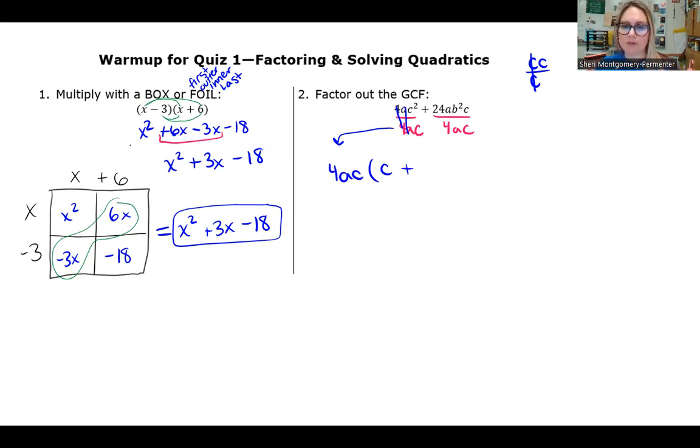Plus, what's 24 divided by 4? Very good. The A's will match up. There's no B to reduce, so it's going to be a B squared, and then the C's match up. So that is factoring out the GCF.